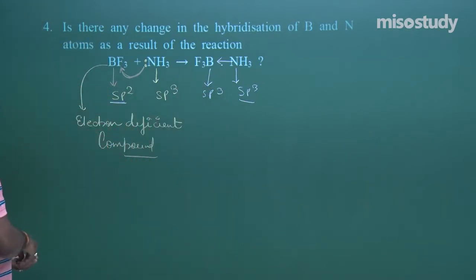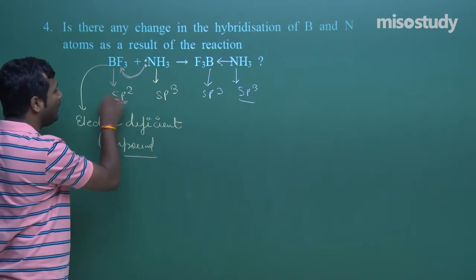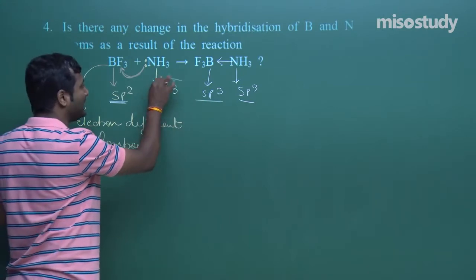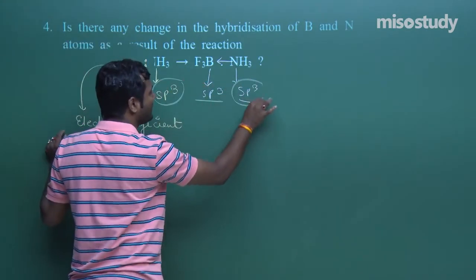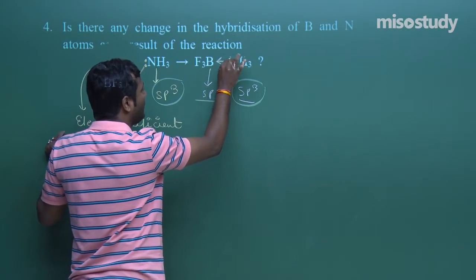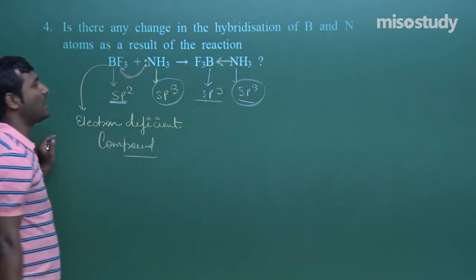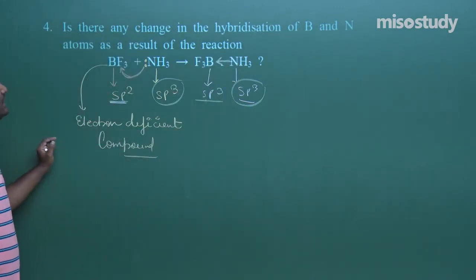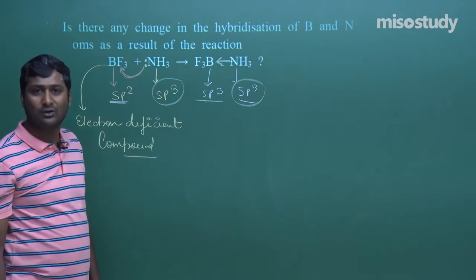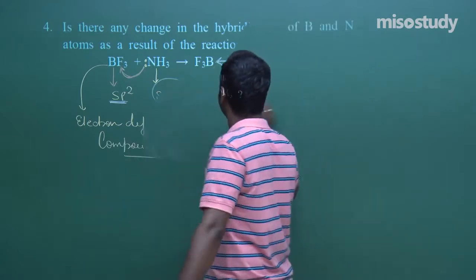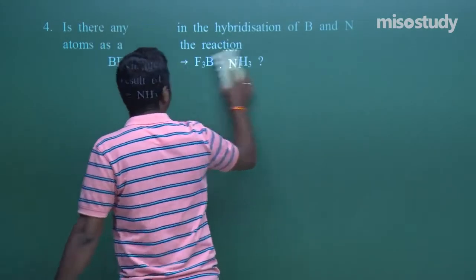So what will we say? When BF3 and NH3 combine, the hybridization of B changes from sp2 to sp3. But the hybridization of N will remain the same. Why does this hybridization change? Due to the involvement of a new bond, that is the coordinate linkage. I think in your own words you can easily explain this question. Clear to you? Now I'm going to rub this part, my friend, and we'll discuss the next question. Wait for a moment.